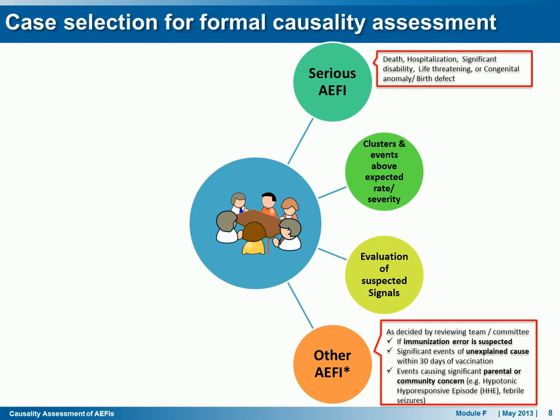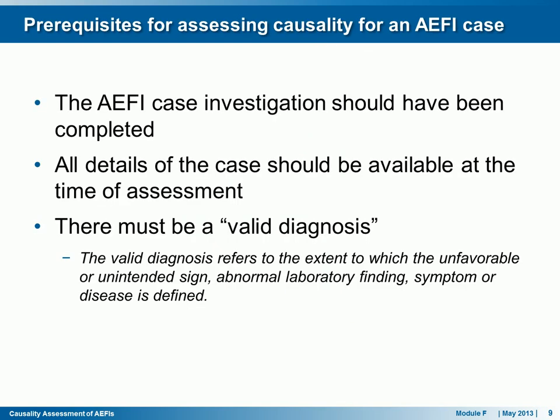If an immunization error is suspected, if there are significant events of unexplained cause, particularly within 30 days of vaccination, and events causing significant parental or community concern, conditions like HHE or febrile seizures, they have to definitely go in for causality assessment formally.